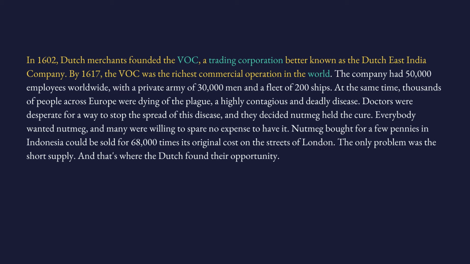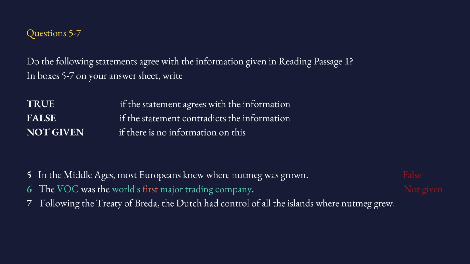Let's go to the second sentence. By 1617, the VOC was the richest commercial operation in the world. So you see, it says the richest commercial operation. It doesn't say the first. So whether it was the first, the second, the hundredth, the thousandth, we don't know because the passage does not tell us anything. But be careful, it's not wrong. We can't say that it's wrong. It could well be the first major trading company. It's just that the passage does not point it out. The passage is talking about its riches. It says that it's the richest commercial operation in the world. So, not given.